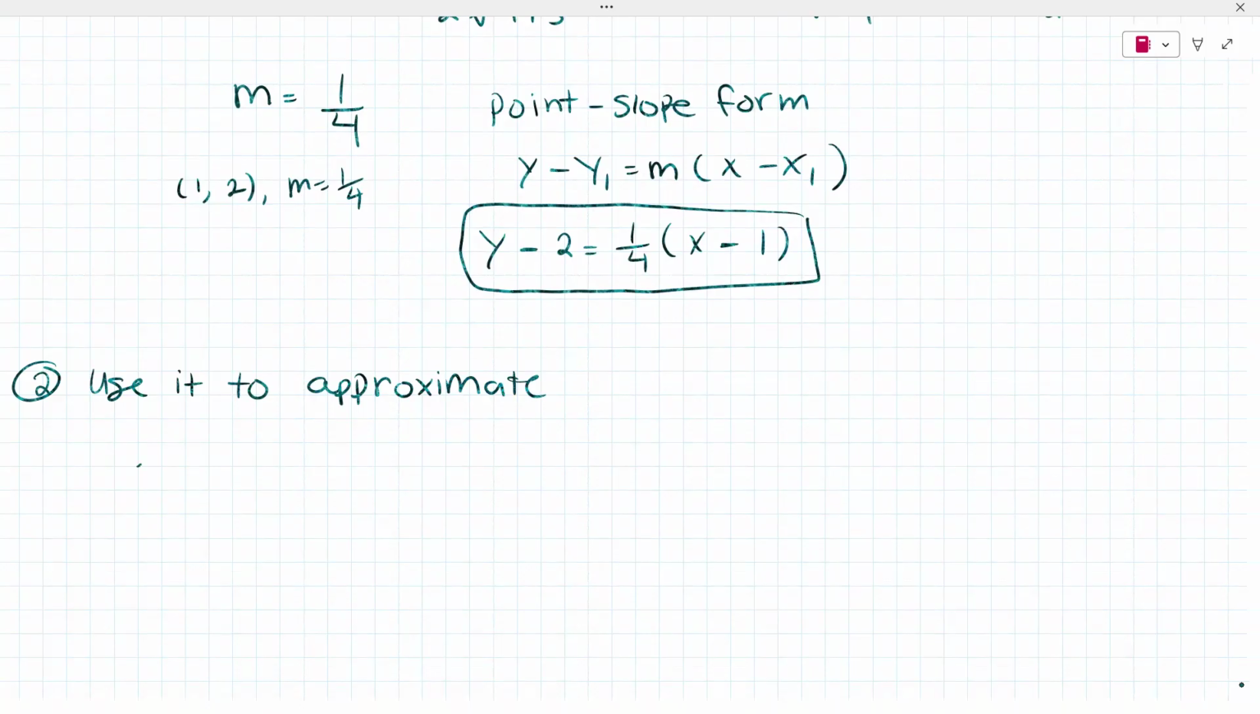So if x equals 1.2, what should y equal to? Right, we're trying to approximate it when x is 1.2. So you just use your point slope form. So it's going to be y minus 2 equals 1/4, and then all you got to do is replace your x with 1.2.